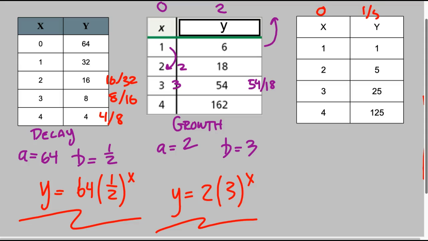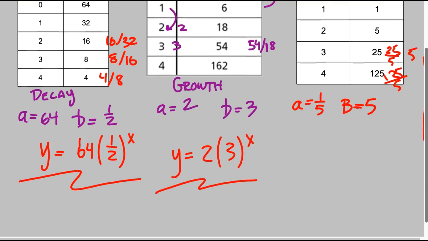Good. Next one's the same exact type of scenario, except when I go back to 0 for x, I'm going to get 1/5. Scary. You start with a fraction amount. Right. So the initial amount is 1/5, and the B is going to be 5. How did I get the B to be 5? Yeah, as each one goes up, it goes times by 5. Or if I take 125 and divide it by 5, I get 5. If I take 25 divided by 5, I get 5. So each subsequent y is going to be 5 times the previous one. Alrighty then, so now we have y equals 1/5 times 5 to the x.